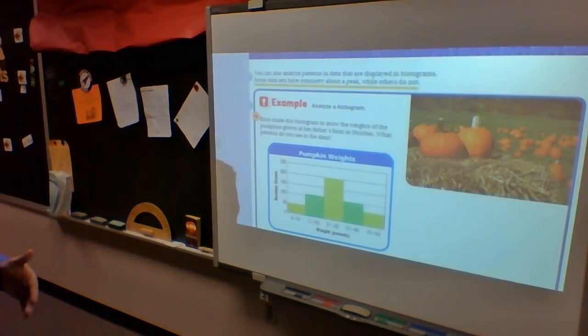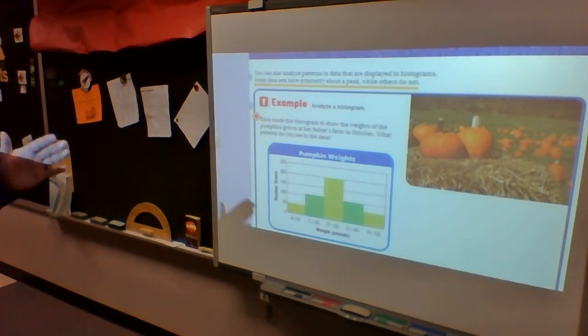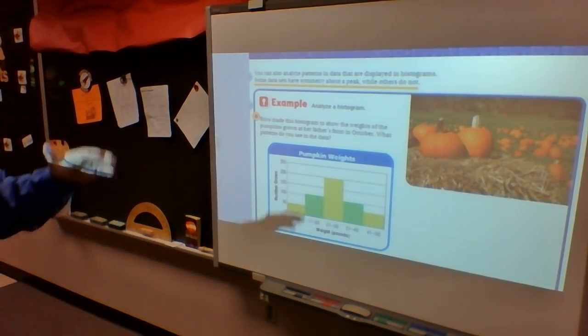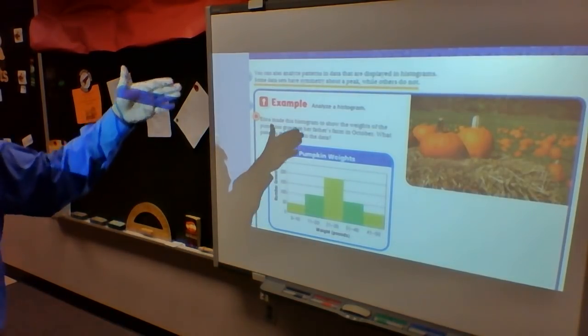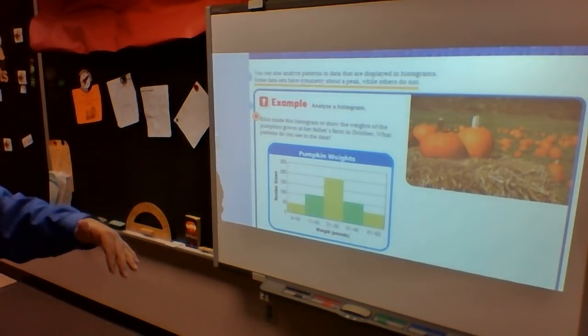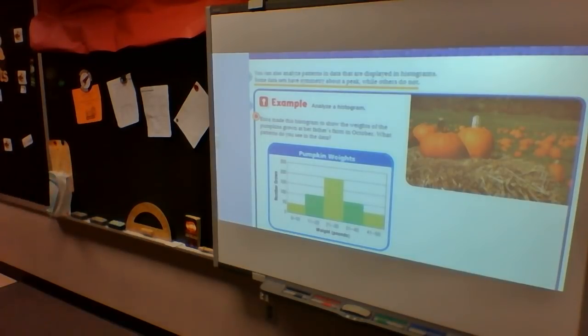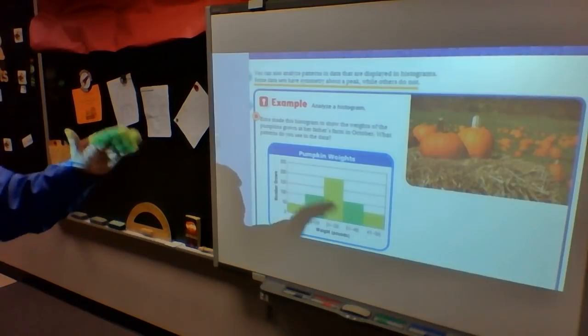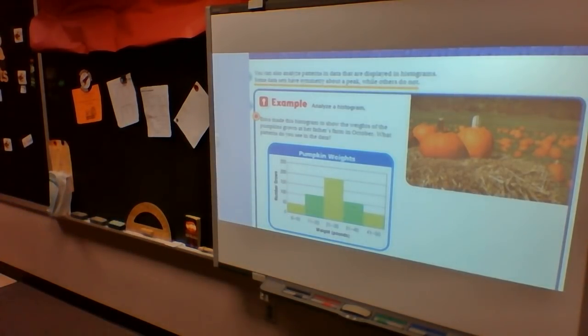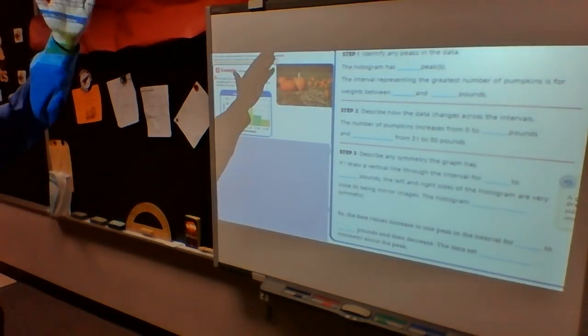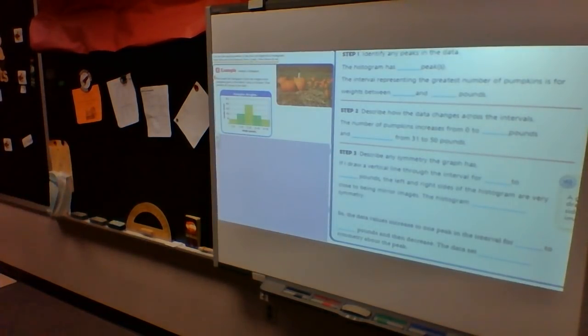And then down below, it gives us the idea of what we're supposed to be talking about. They introduce us to the idea of symmetry with histograms or with different data charts. And we all know what symmetry is. We talked about symmetry before Christmas break when we talked about shapes. It's where if I divide something in the center, it looks the same or very similar on both sides.